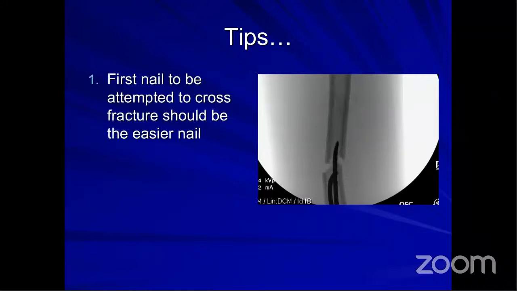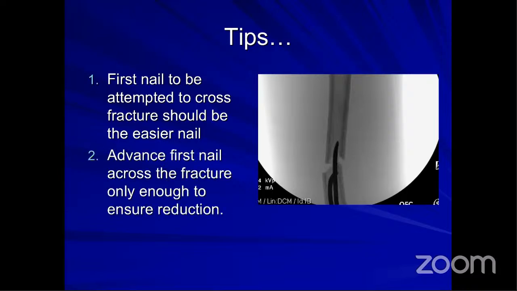The first nail to be attempted to cross the fracture site should be the easier nail. Advance the first nail across the fracture only enough to ensure reduction. That means don't put one nail all the way through, otherwise it's going to be difficult to manipulate the other nail. Just cross the fracture site, maybe about 5 to 10 centimeters, and then put the other nail. So you can still wiggle the fracture and get the other nail.